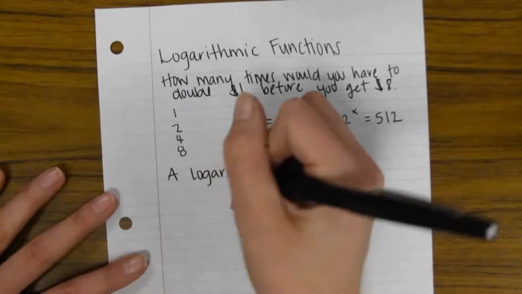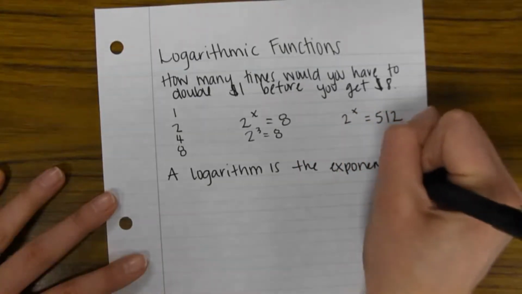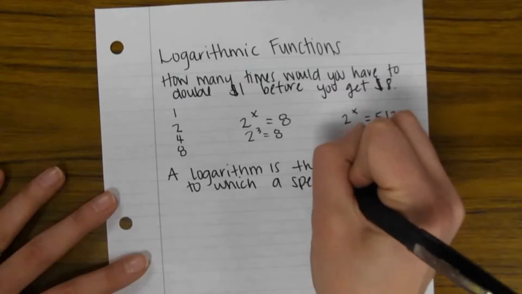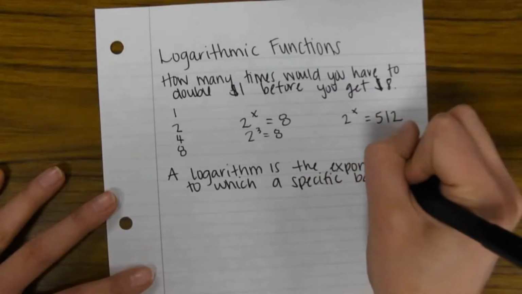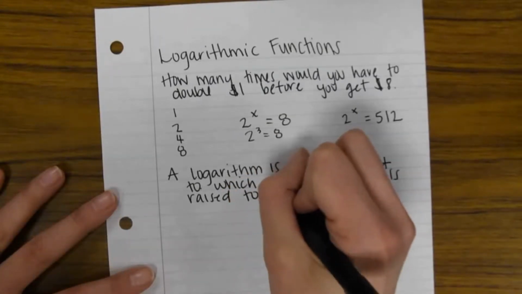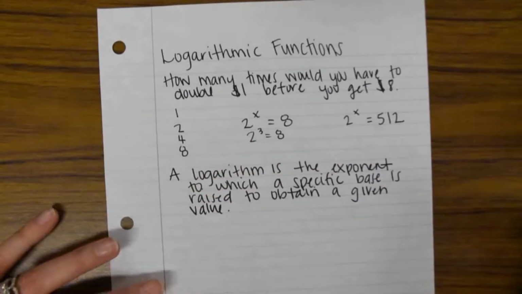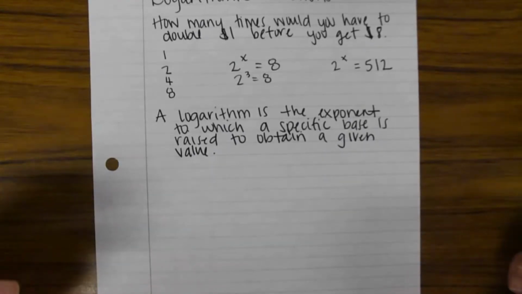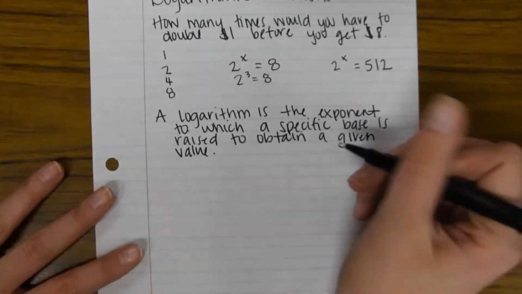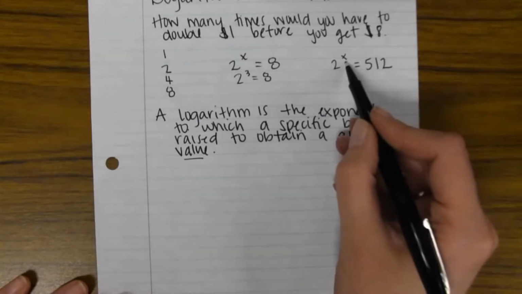A logarithm is the exponent to which a specific base is raised to obtain a given value. What does that mean? I think that means that the logarithm is used to figure out a given value. And that value is the exponent. So we could use a logarithm to figure out this exponent.